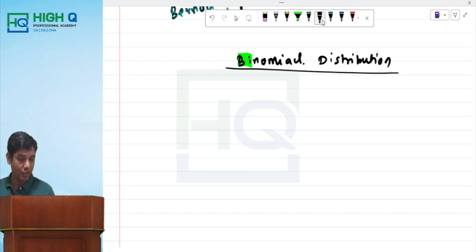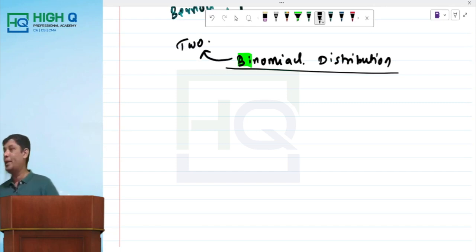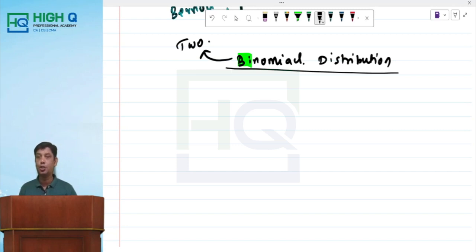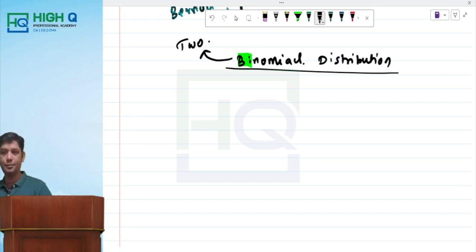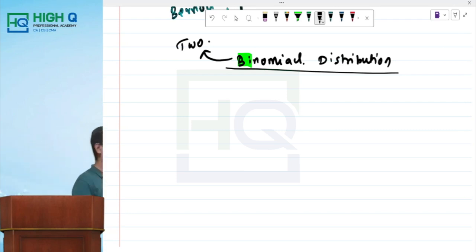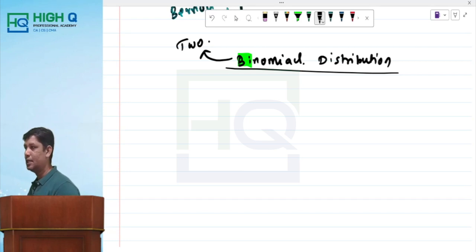So we are dealing with two outcomes. In any experiment or trial we are doing, we are going to have only how many outcomes? Two outcomes. Binomial distribution deals only with two outcomes. What are the two outcomes? Success and failure.